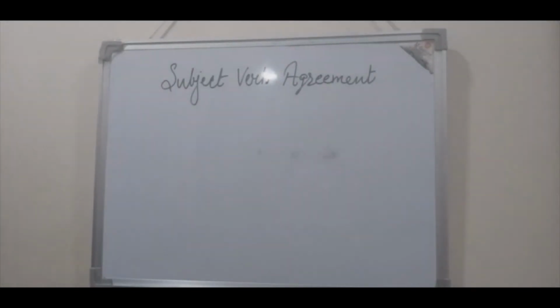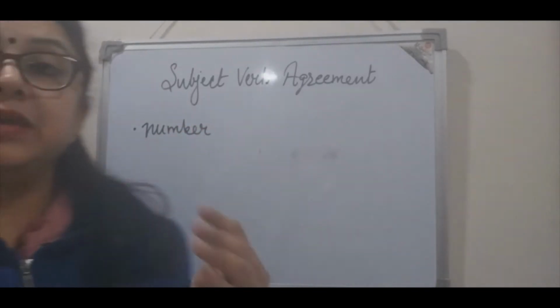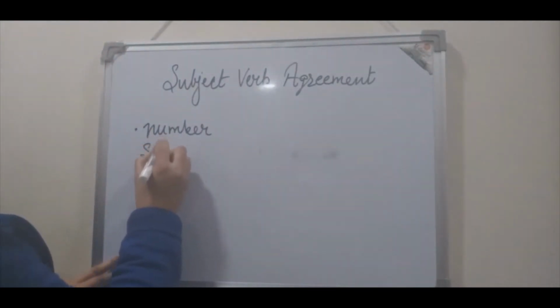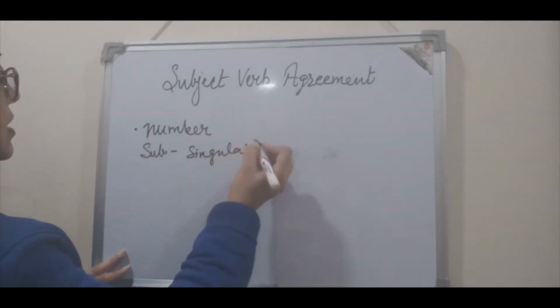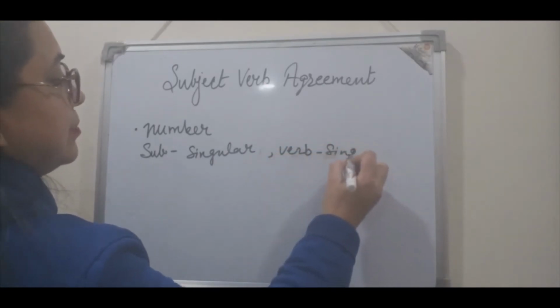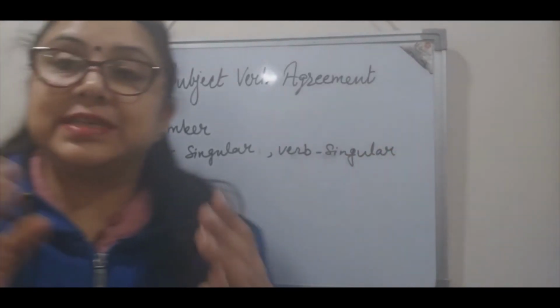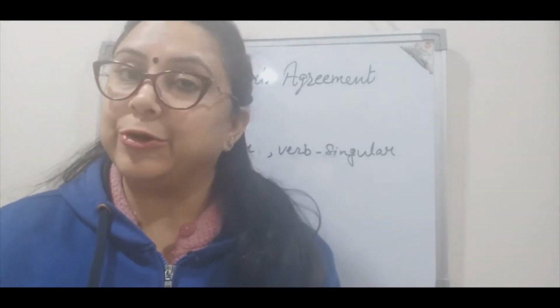So here we first learn that the subject and the verb must be of the same number, right? That means the verb must agree with the subject in number. If the subject is in singular number, the verb should also be in singular number, right? And if the subject is in plural number, the verb should also be in plural number.